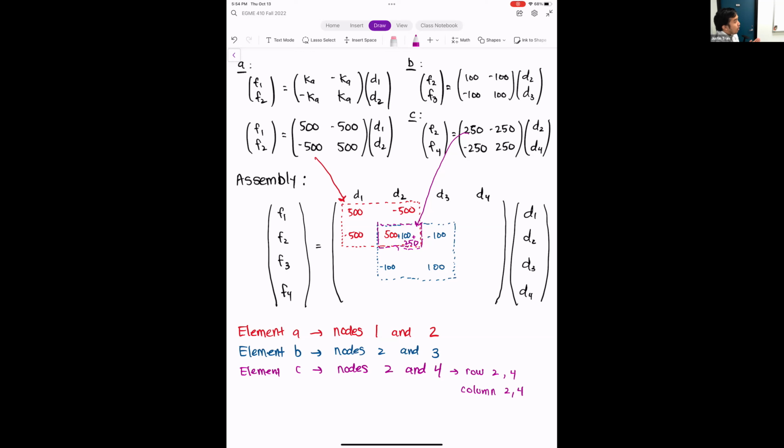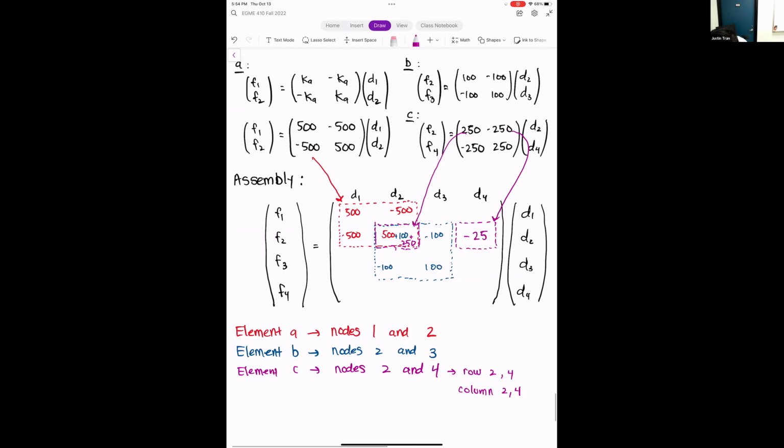Next, let's do row 2, column 4. We go to row 2 in the system, so that's the D1, D2 row. Column 4 is D4, so that's going to be this spot right here. Into this spot, we're going to put this number right here, which is a minus 250. Next, we're going to go row 4, column 2. Row 4 of the system, D4, and then column 2. And that's going to be this entry right here.